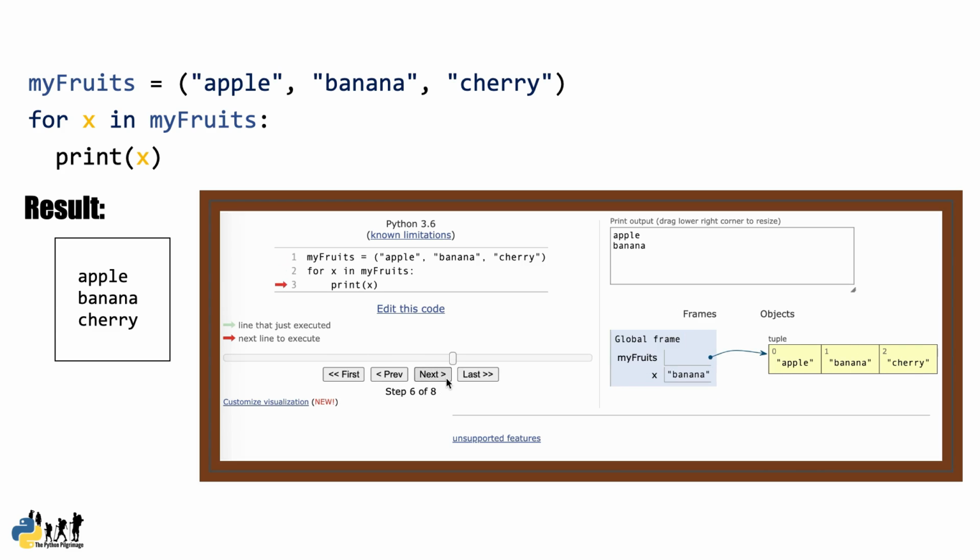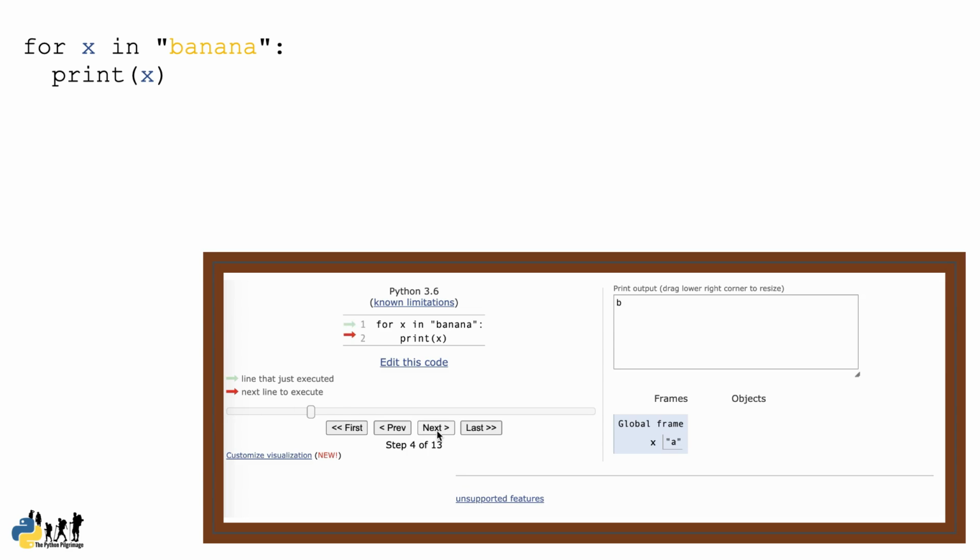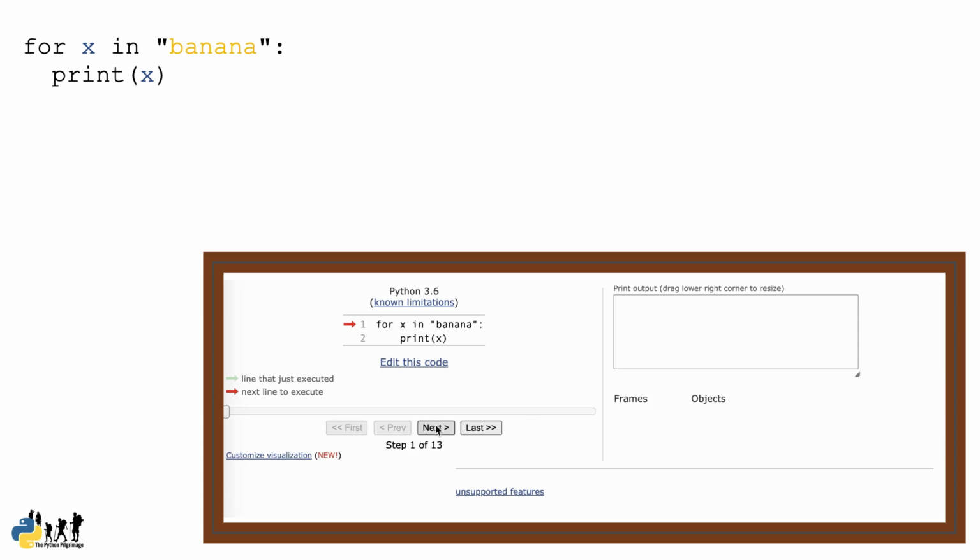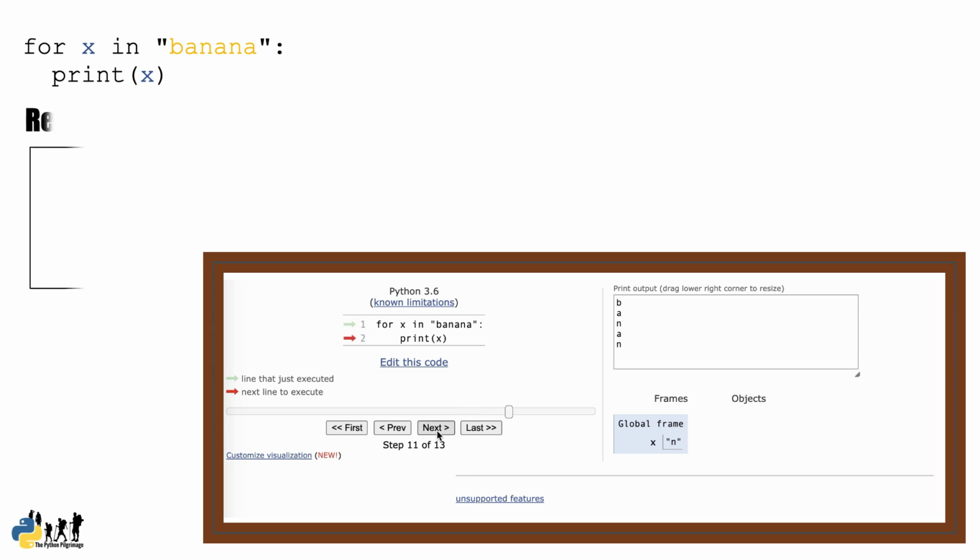Looping through a string. For x in the string banana, print x. x here will carry each letter in the string banana. So each letter will be printed out individually.